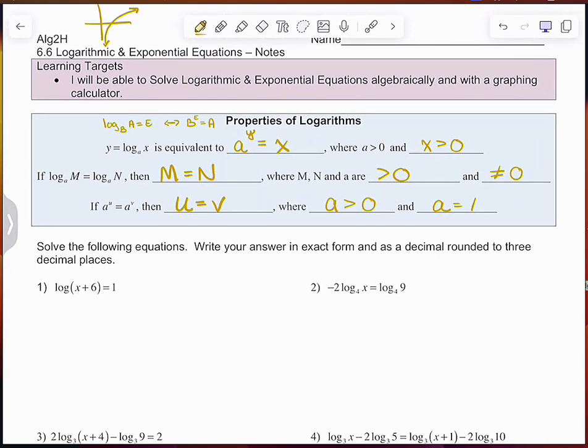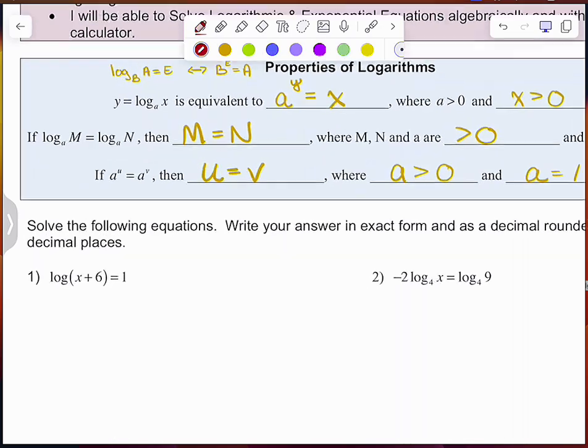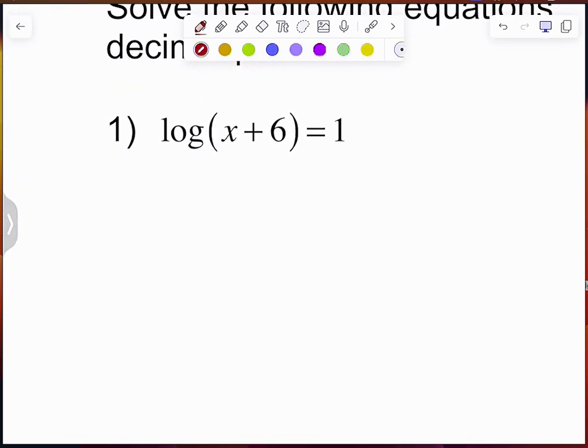Okay, so we're going to use these rules to solve our log equations. So first one, we are trying to get x by itself. In order to get x by itself, I need to get it out of the log. The only way to get out of a log is to rewrite your log as an exponent. And remember, if there's no base written, then the base is 10. So log base 10 of x plus 6 equals 1. We rewrite this as 10 to the 1 equals x plus 6.